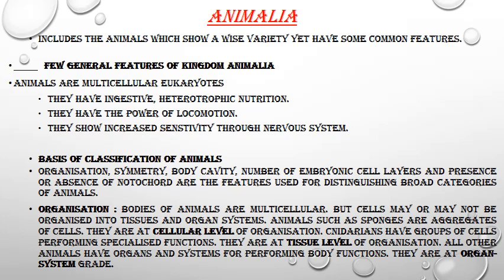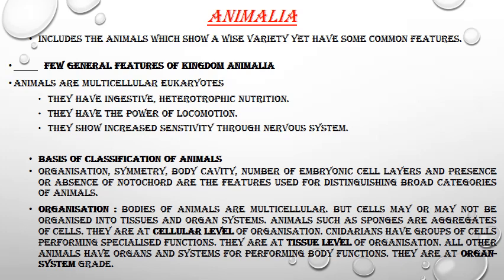So, basis of classification of animals: organization, symmetry, body cavity, number of embryonic cell layers, and presence or absence of notochord are the features used for distinguishing broad categories of animals. Organization: bodies of animals are multicellular, but cells may or may not be organized into tissue and organ systems. Animals such as sponges are aggregates of cells. They are at cellular level of organization.